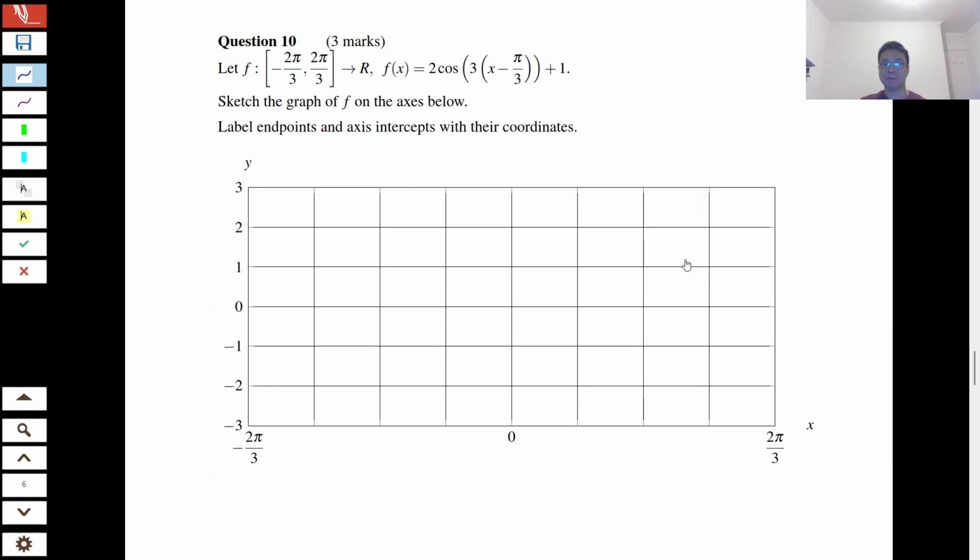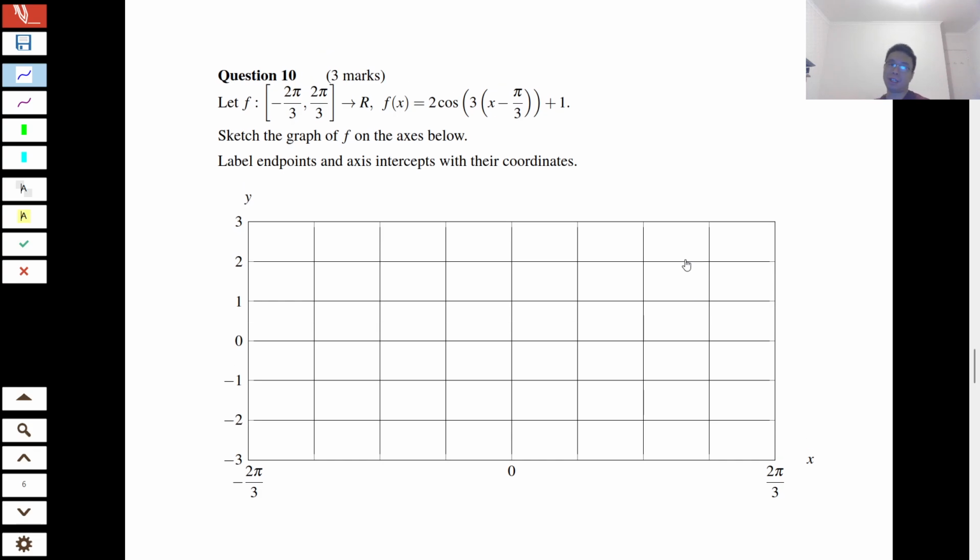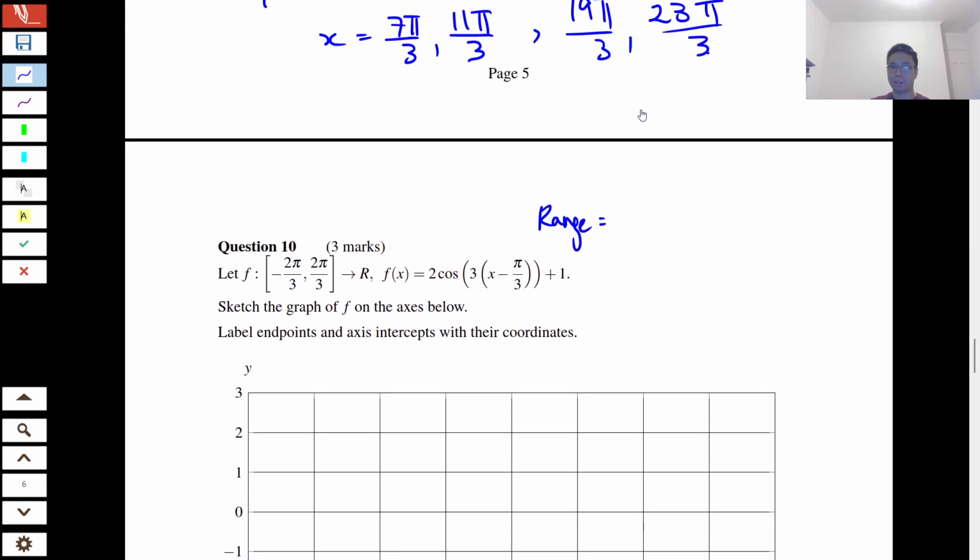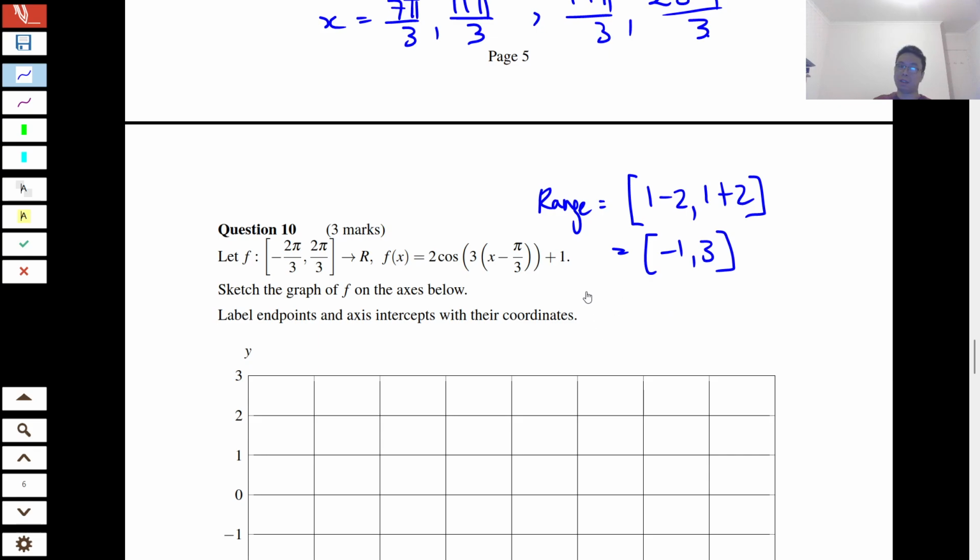All right, question 10. Looks a bit scary because it's a translation, and we know that with cosine, it's not going to be super easy. So I think here it's worth, again, writing down the range. So the range will be from 1 minus 2 to 1 plus 2. So again, -1 to 3. The period will be 2 pi on 3, since the coefficient of x is 3.